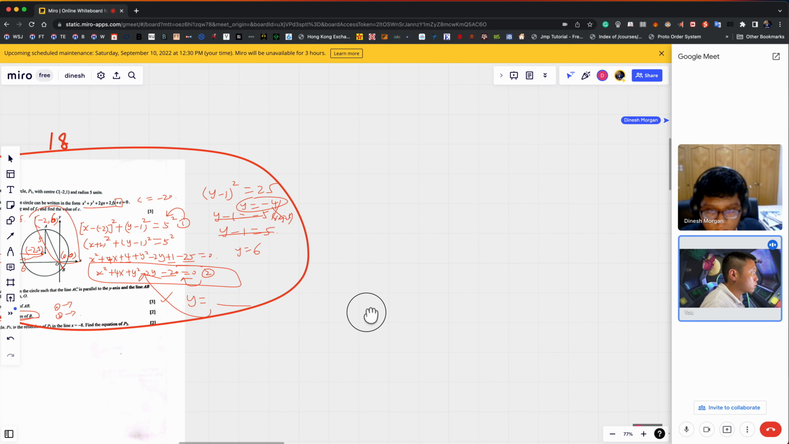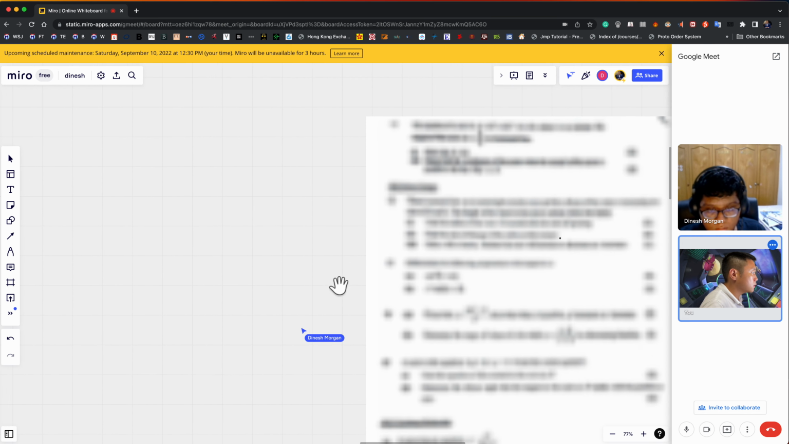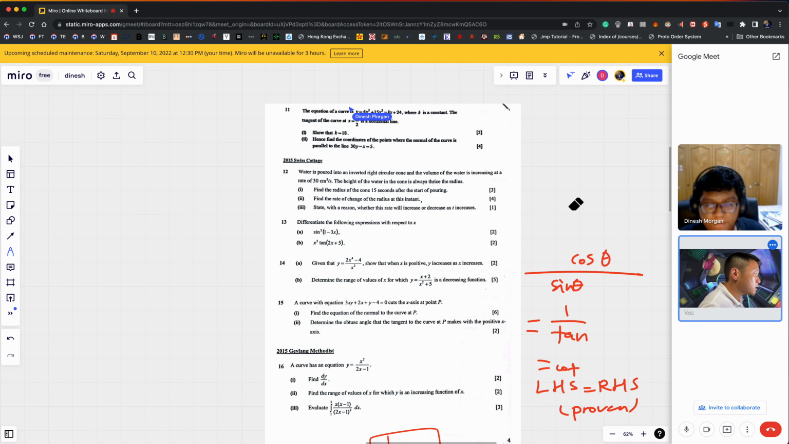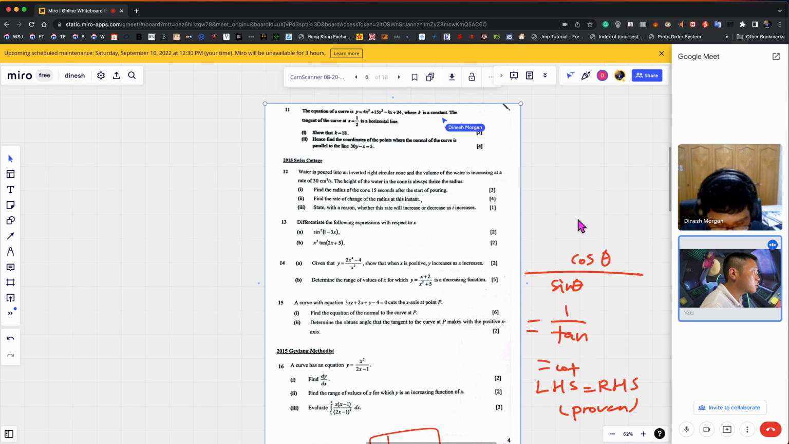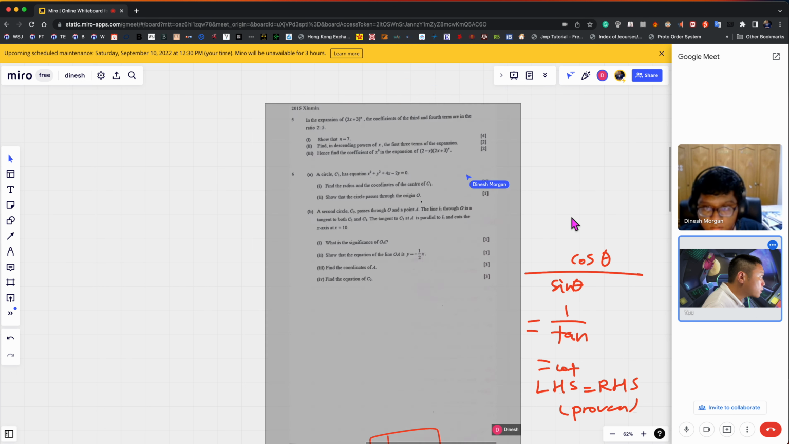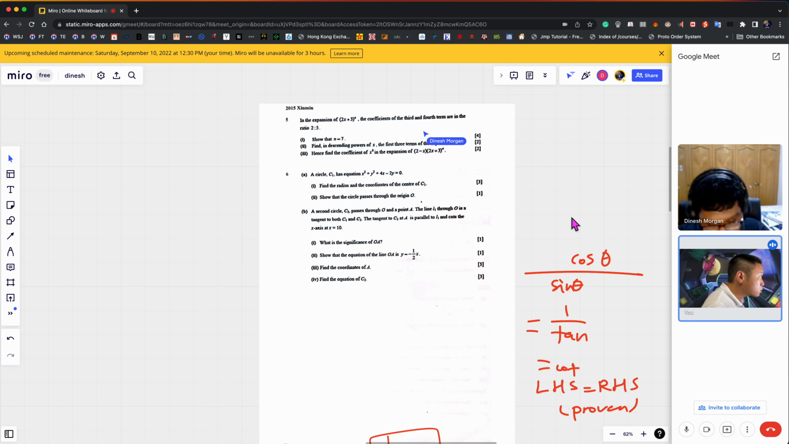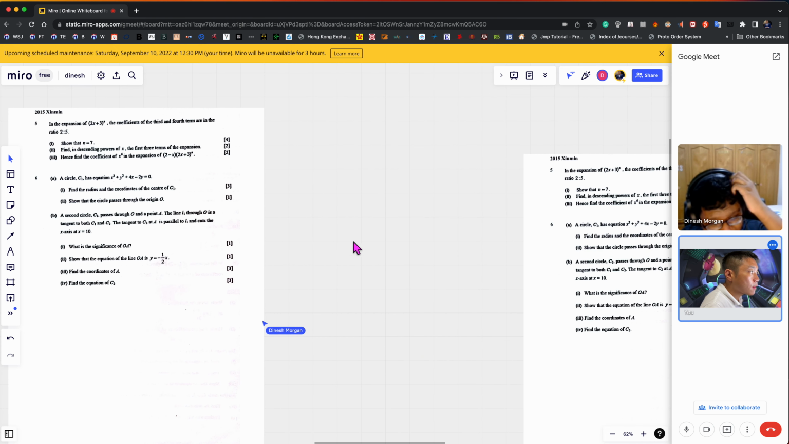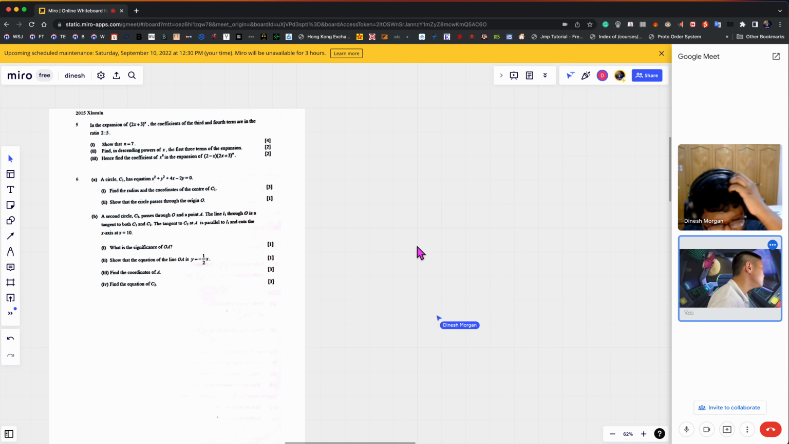Let's go back to your PDF. Which page are you at? You just extract the page. Page 6, binomial theorem. So you probably want to extract it out, and then we just talk about that. Page 6, binomial equation of circle, right? Okay. Good.